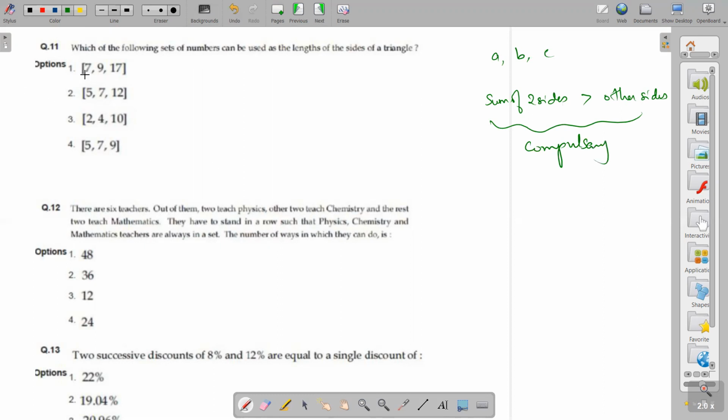So let's see. 7 plus 9 is 16. 16 is not greater than 17. Gone. 5 plus 7 is 12. 12 is not greater than 12. Gone. 2 plus 4 is 6. 6 is not greater than 10. Gone. 5 plus 7 is 12. 12 is greater than 9. And this is correct. So option 4 is the answer.